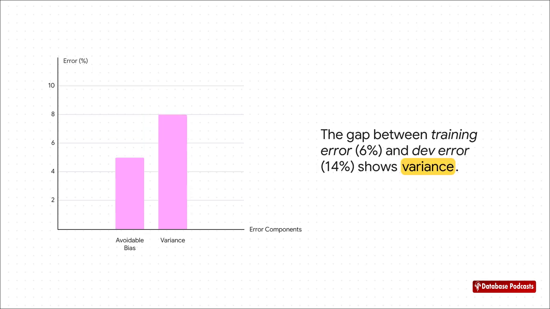Now for step 2, we add variance to the chart. So our training error was 6%, but let's say our dev error is all the way up at 14%. That jump of 8%, that's our variance. That's the overfitting problem. And now, just by looking at the chart, you can immediately see the size of your problems side by side. In this case, our variance bar is way bigger than our bias bar. So guess what we're going to work on fixing first?